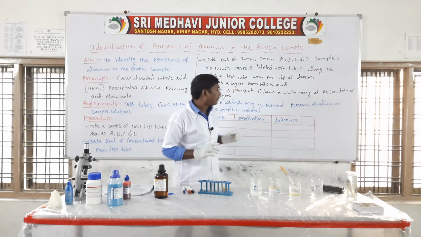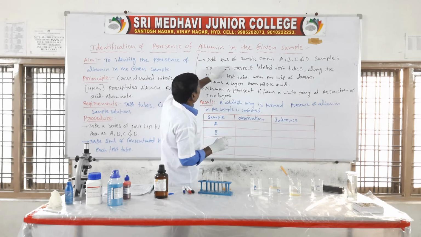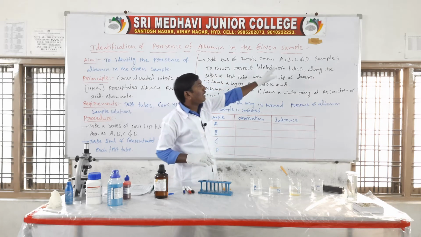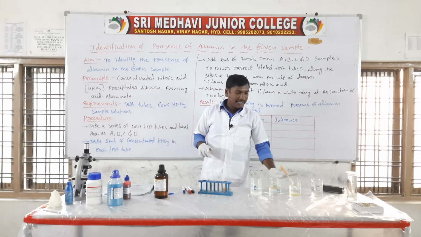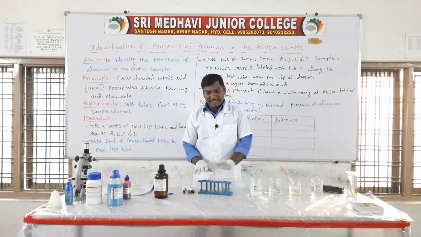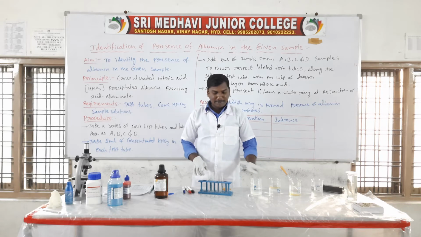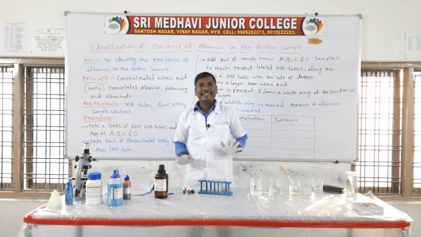Next, add 2 ml of sample from the A, B, C and D samples. Sample A is added to test tube A, sample B to test tube B, sample C to test tube C, and sample D to test tube D.